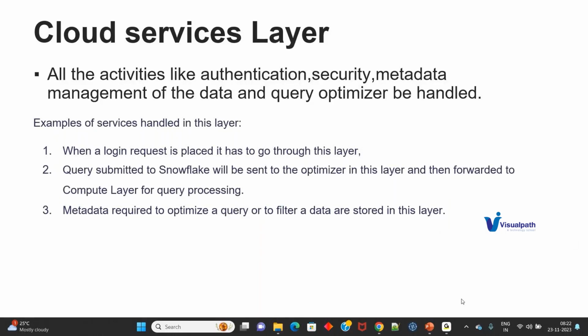Sorry, can someone please confirm where we have left? Yeah, please explain the example. Third point, metadata requirement. Okay, thank you.